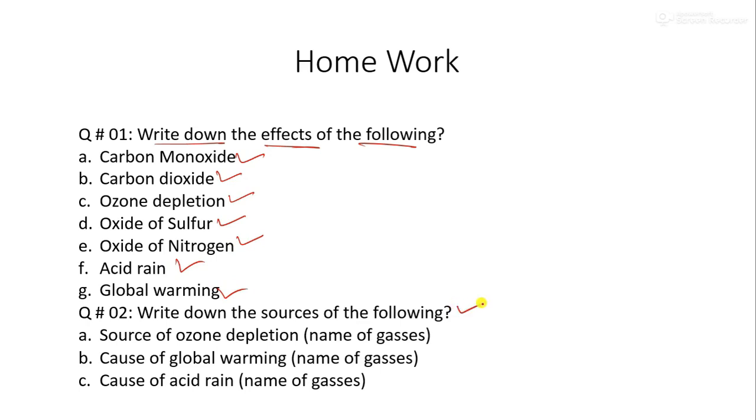The second question is to write down the source of the following. What is the source of ozone depletion? What are the gases that are causing the depletion of ozone? What are the gases that cause global warming? And what are the gases that cause acid rain?